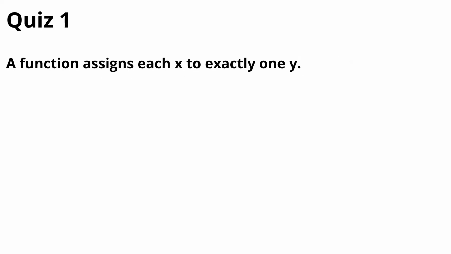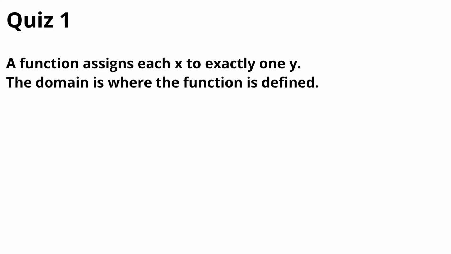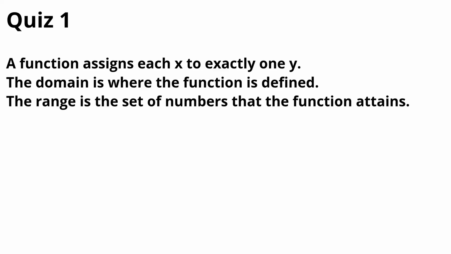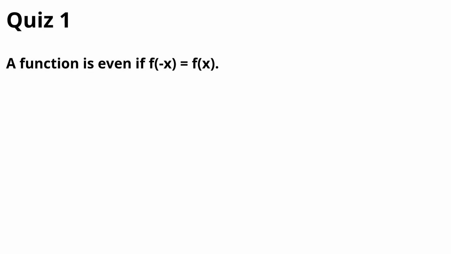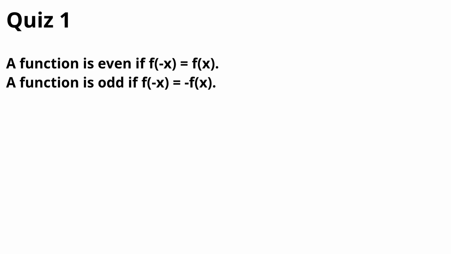A function assigns each x to exactly one y. The domain is where the function is defined. The range is the set of numbers the function attains, and the roots of a function are where the function attains exactly 0. A function is even if f of negative x equals f of x. A function is odd if f of negative x equals negative f of x.